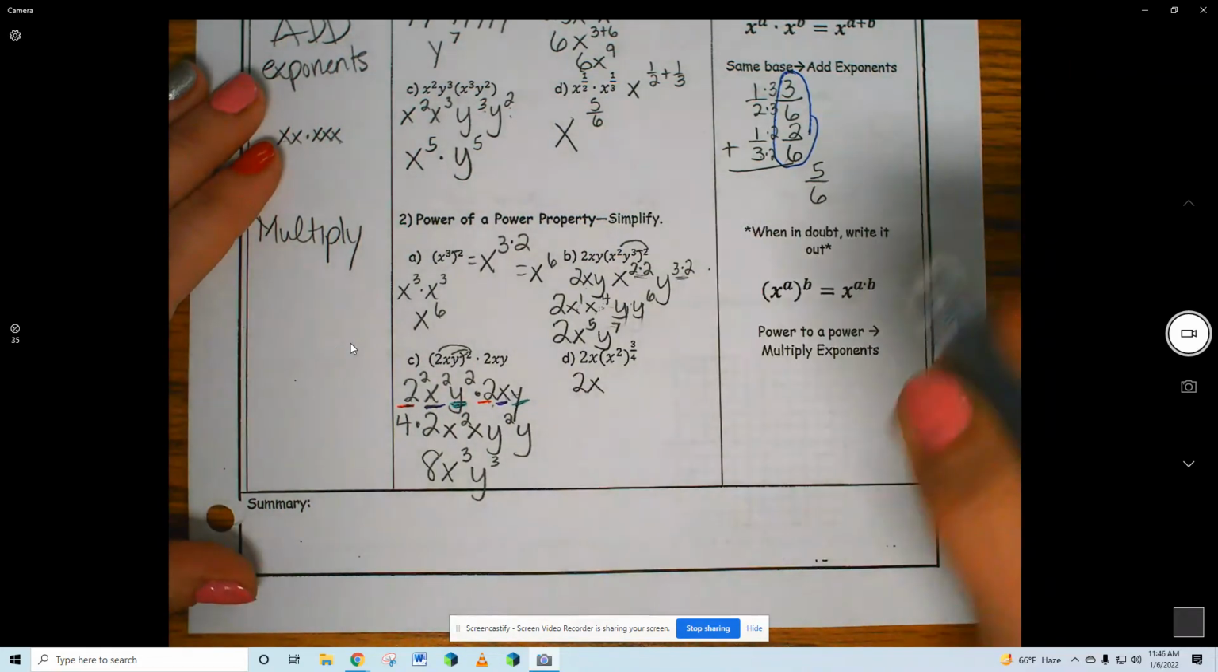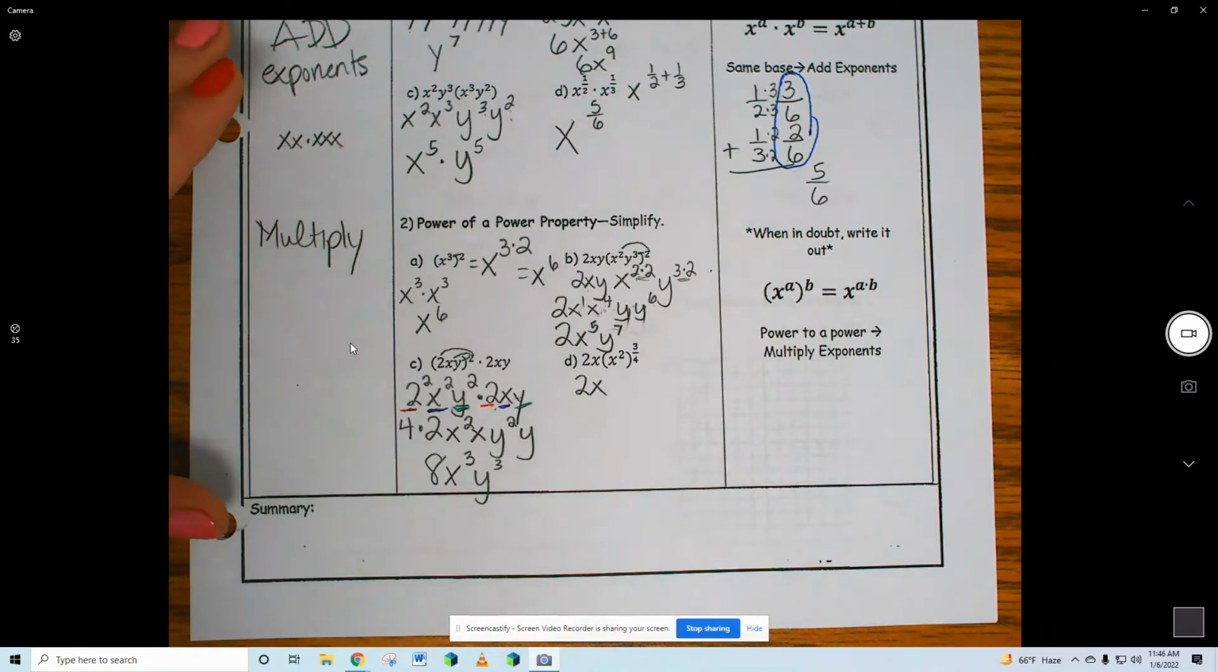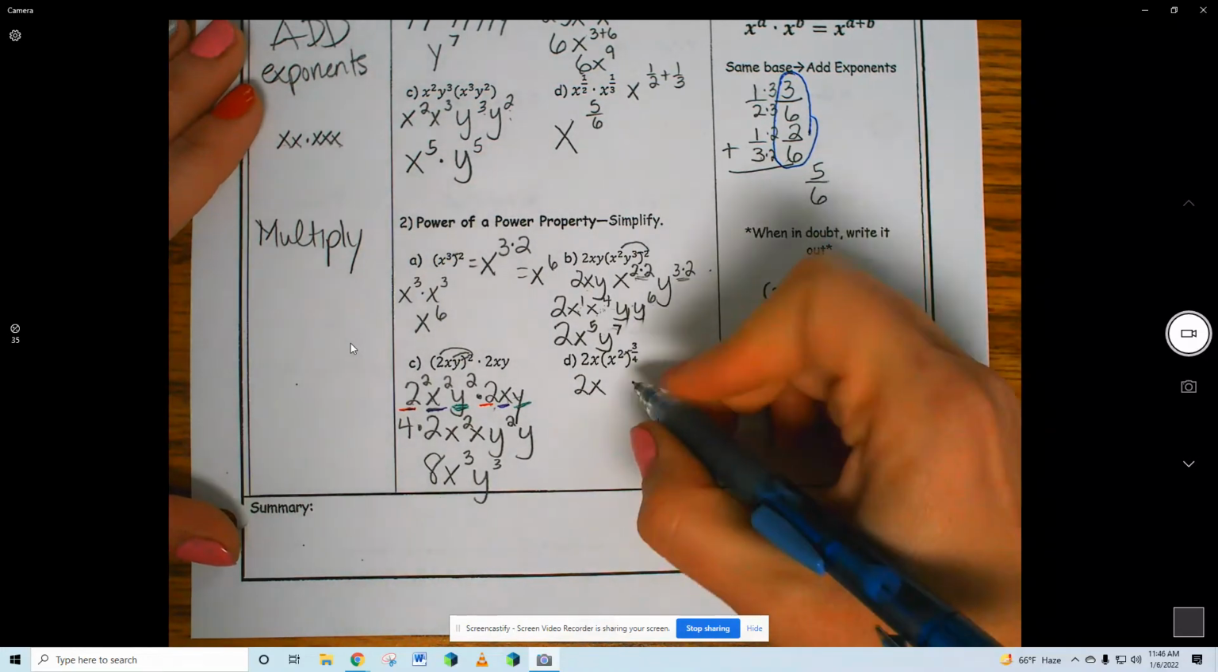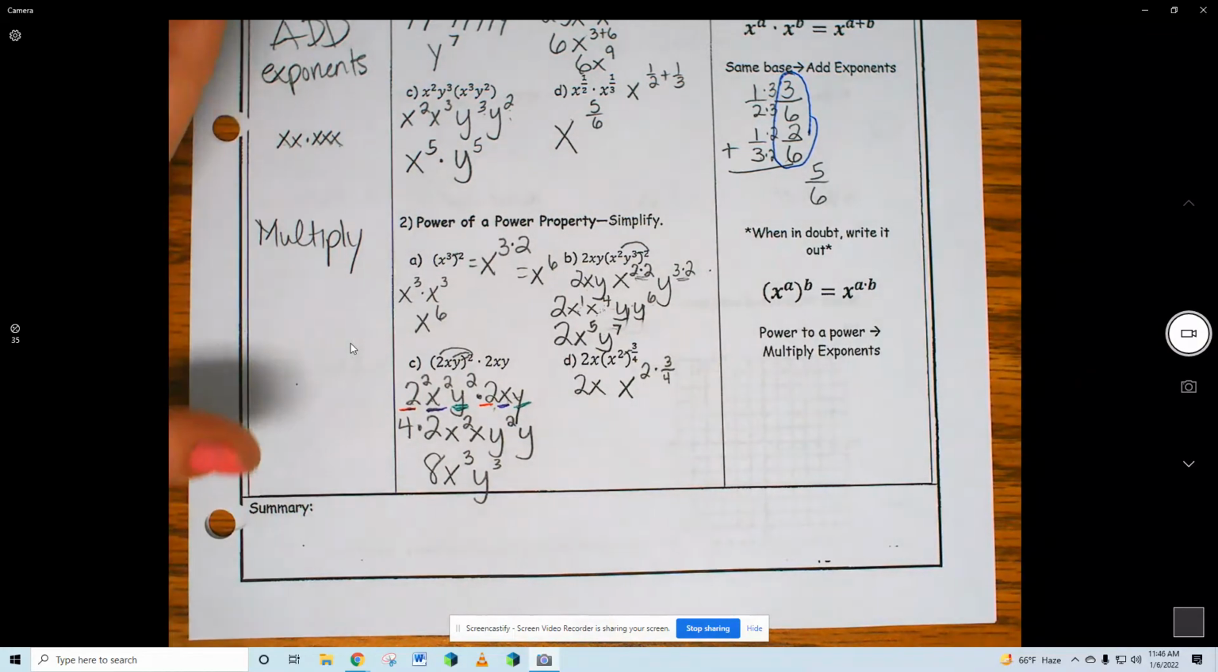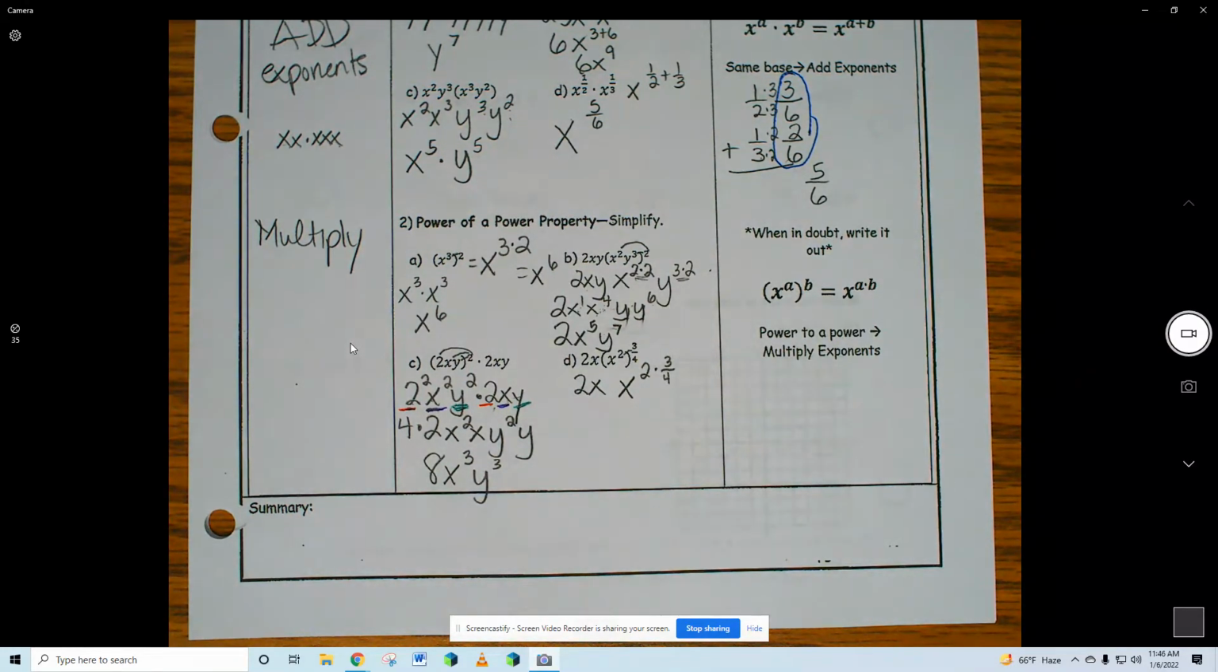2x in front. Now, 2 times 3/4. X to the 2 times 3/4 is what? It's like 2/1 times 3/4. Multiply fractions straight across. X to the what? 6/4. I can reduce the fraction in the next one. X to the 3/2.